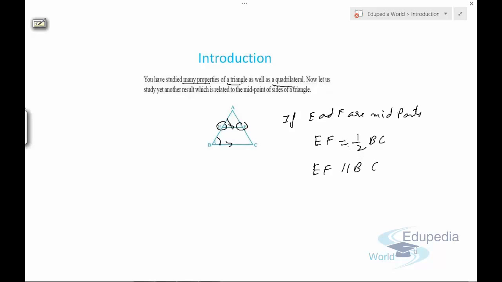Now let's discuss the midpoint theorem. The midpoint theorem says that if the line joins the midpoints of two sides of a triangle, so we have two sides AB and AC, and these are the midpoints, then the line joining these midpoints will be half of the third side and it will be parallel to the third side. So this is the midpoint theorem. Let's discuss the theorems and how we can prove them.